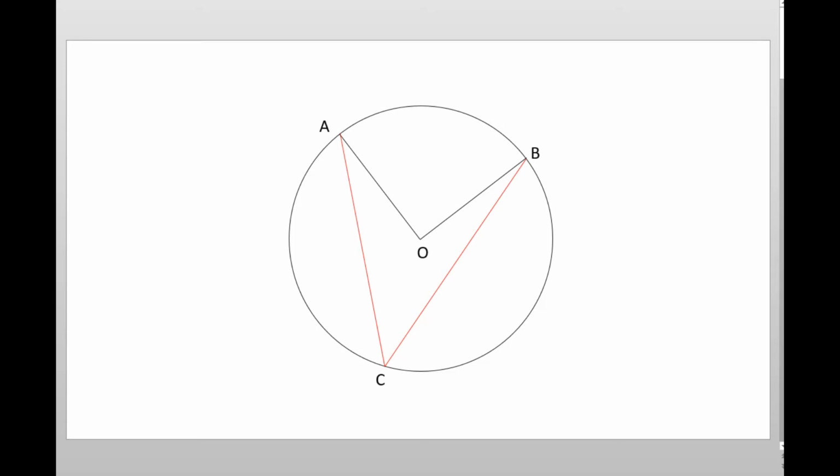Hi, in this video we are going to be looking at circle theorems, and in particular we're going to be looking at the relationship between the central angle and the angle on the circumference, or what we call an inscribed angle. Now if we look at this circle with center at O, the angle AOB, which we're going to designate as alpha, is a central angle and is subtending to the arc AB.